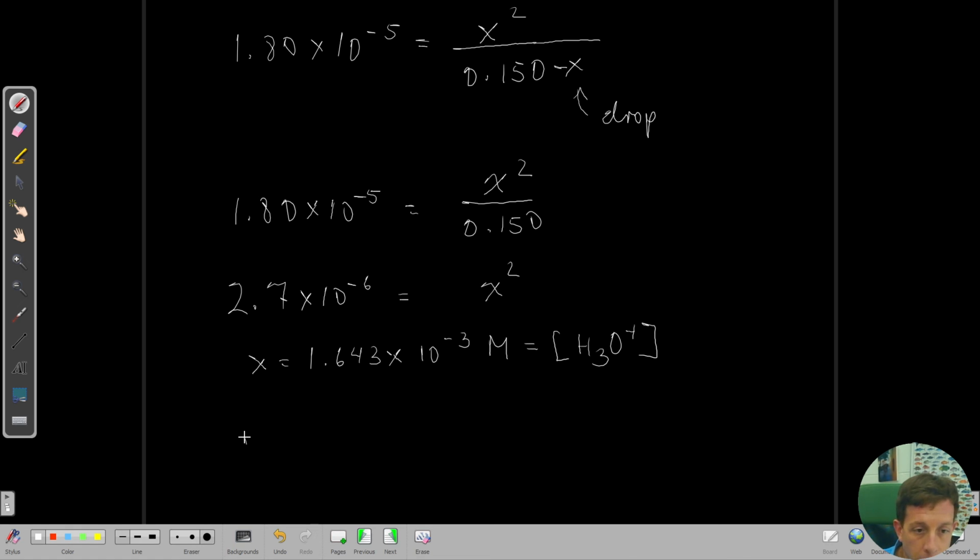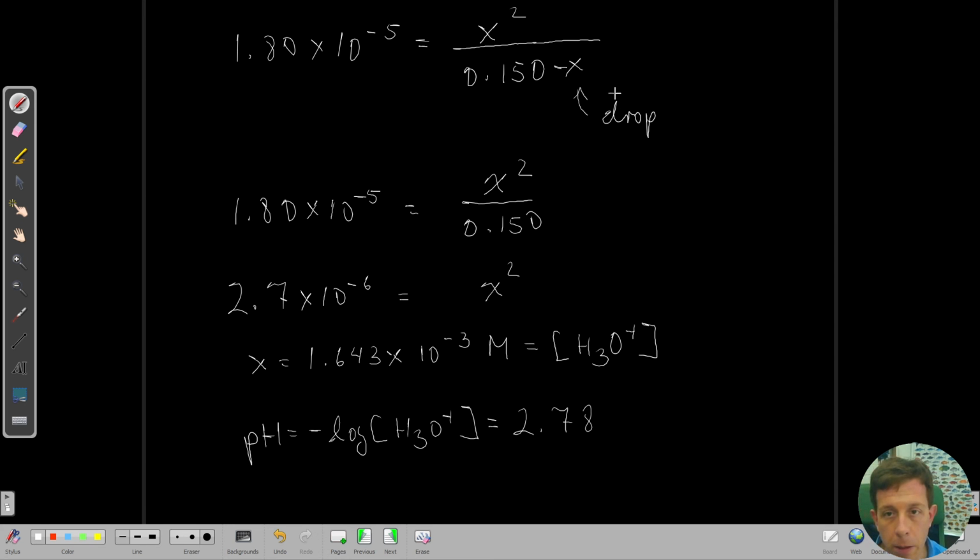And so then the pH of the solution right here is the negative log of the concentration of H3O+, and it is 2.78. Now, whenever we do this assumption right here where we want to drop that x in the denominator in the quadratic, we need to assume that this x is small. And so we need to verify that.